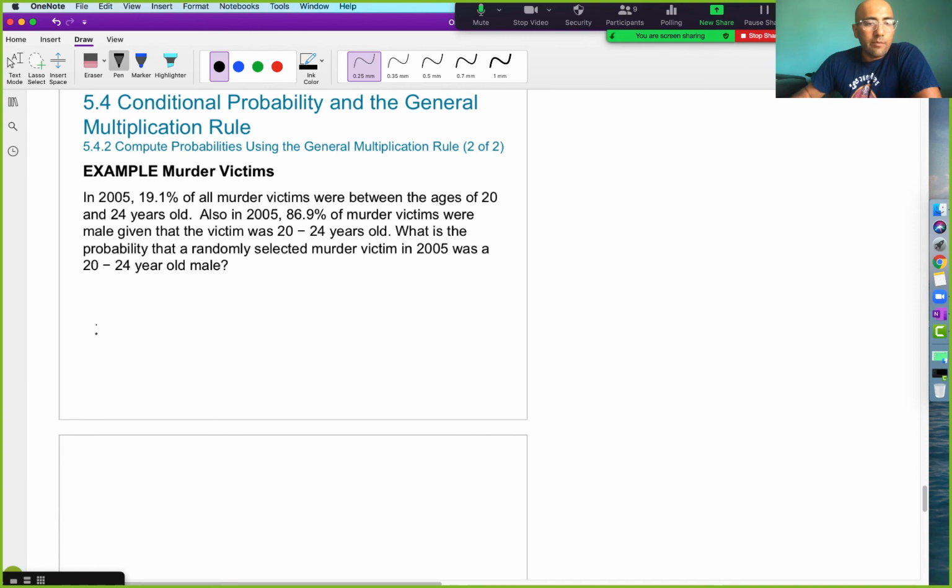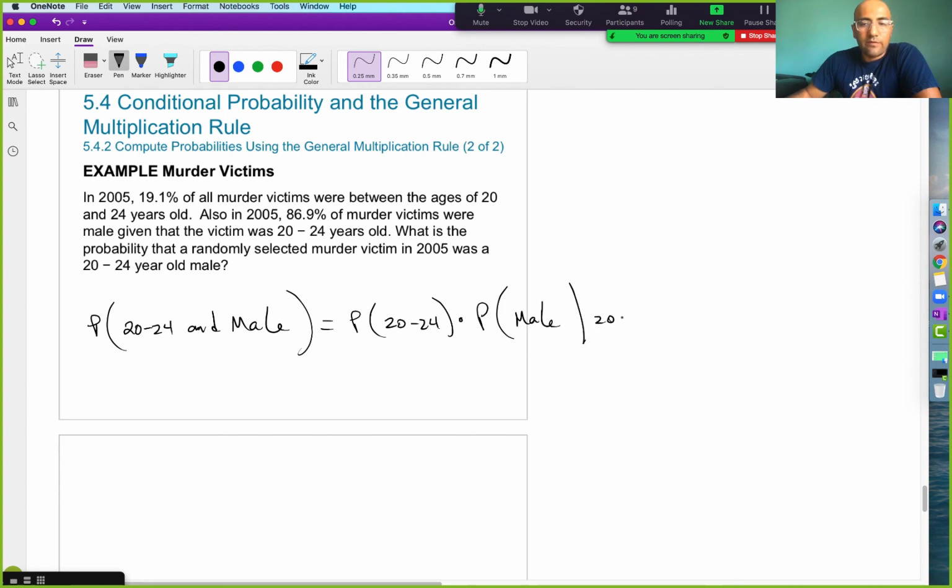Male. Okay, so the probability that they were 20 to 24 years old and male is equal to the probability that they were 20 to 24 years old times the probability that they were male given that they were 20 to 24 years old. So I have an AND statement here. That's what they want to know: the probability that a randomly selected murder victim in 2005 was 20 to 24 years old and male.